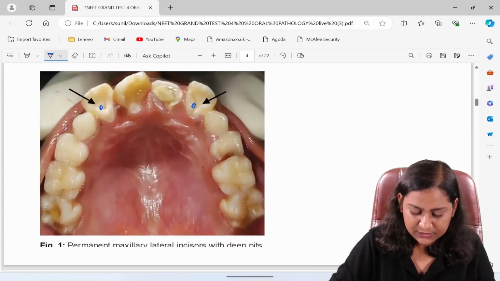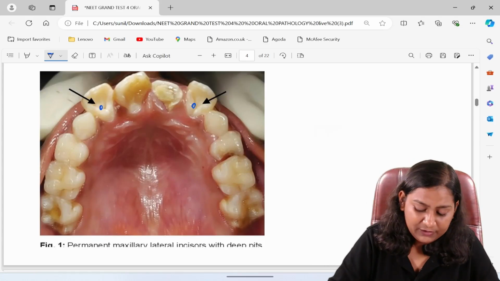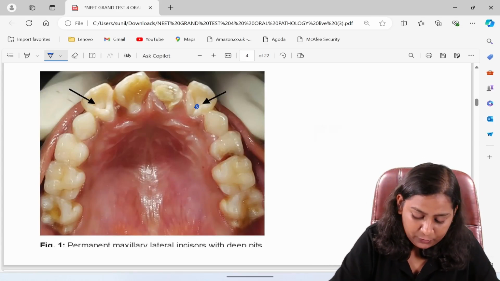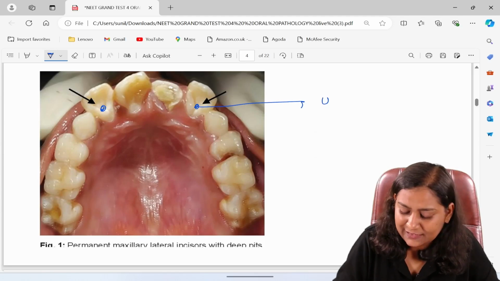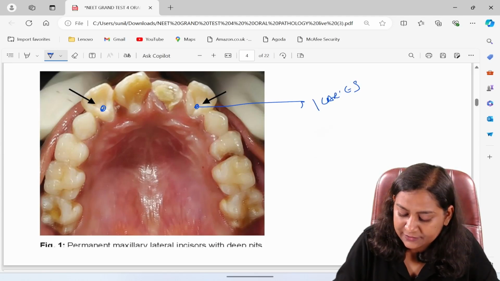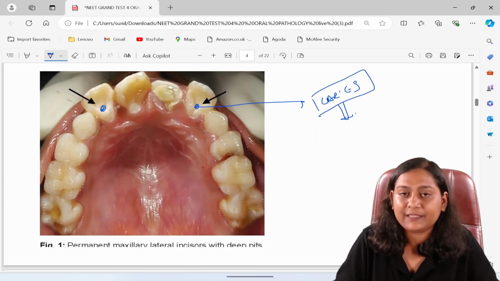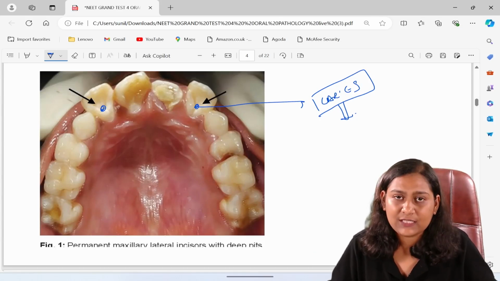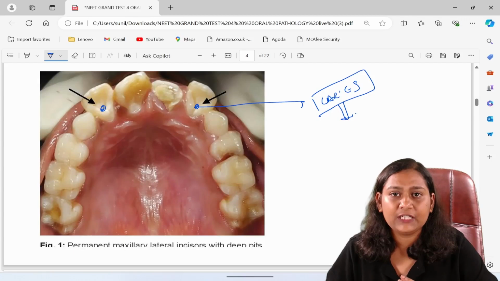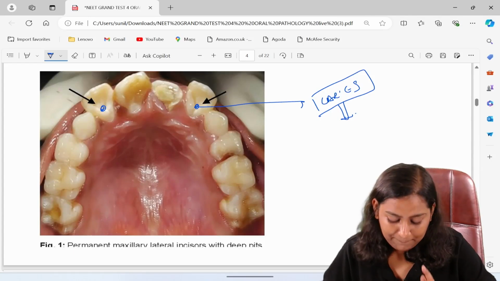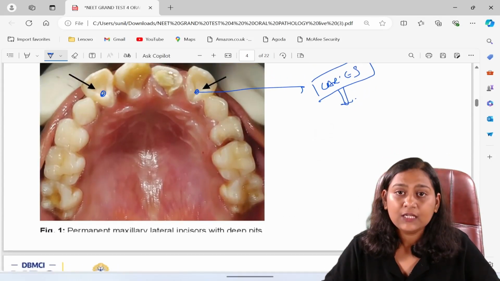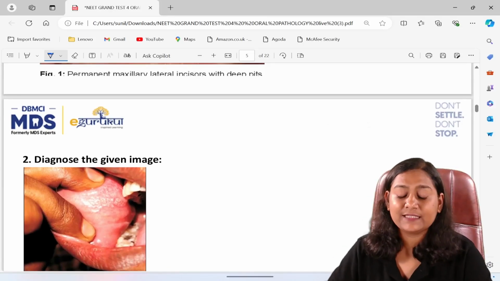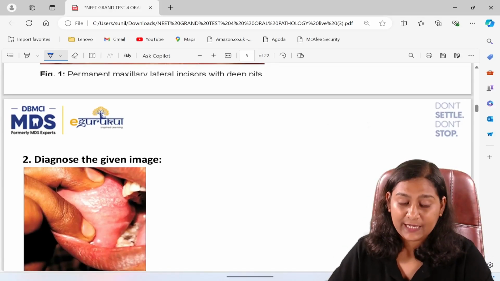See, this is a clinical image. Whenever there is a dens invaginatus, this deep pit has a high tendency to result in caries. Slowly progressive caries ultimately results in pulpal necrosis, and after a long time, with a chronic lesion, the patient complains of pain. So this is dens invaginatus. In fact, both dens invaginatus and dens evaginatus are very much caries prone.